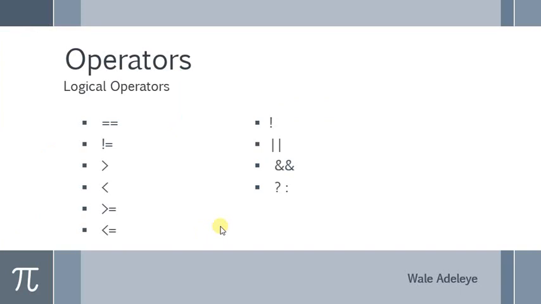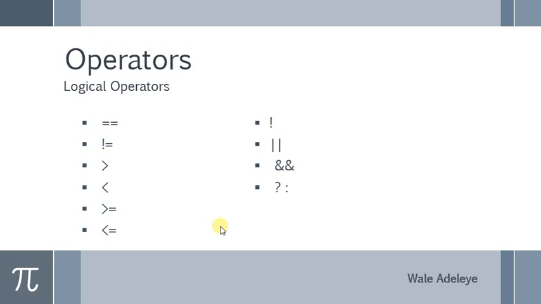Here we have the logical operators. What they do is actually to compare what you have on the left to what you have on the right, and give you either true or false based on what you have on your left and your right. So the equal to sign compares the value on the left to the value on the right, and if they are the same, if they are equal, it's going to tell you it's true.